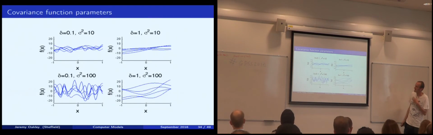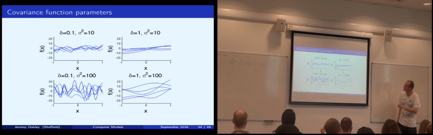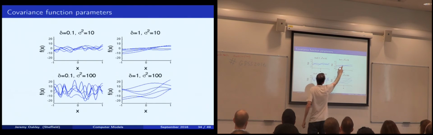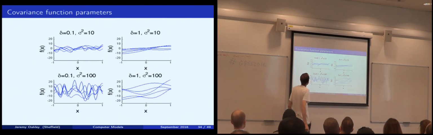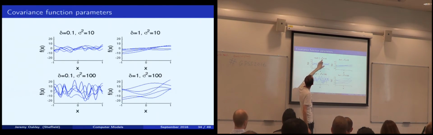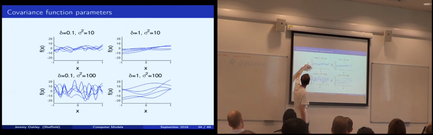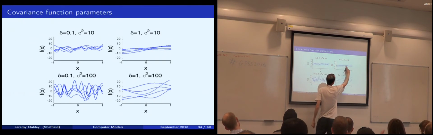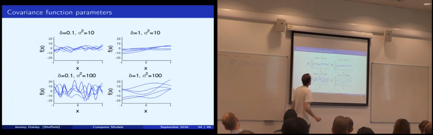Okay. So just some examples. We'll consider the same value of sigma squared. In both cases, I've got a zero mean. So sigma is root 10, so you're expecting the function to vary roughly between 10 and minus 10. I've got two values of delta. You can see as I'm making delta larger, I'm getting smoother looking realizations of the function.